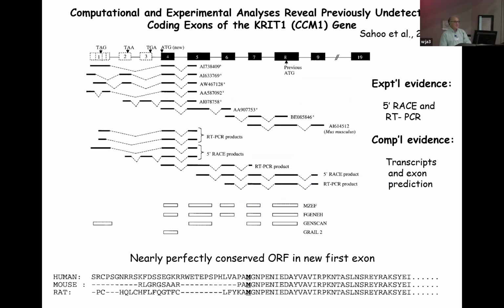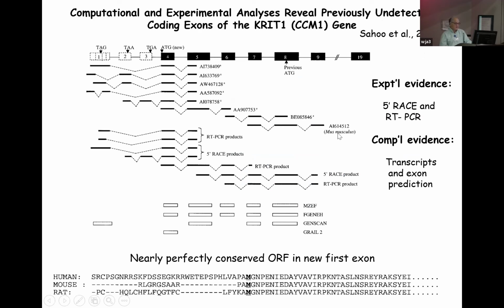We did a combination, you know, they put it in the database. But what we did was, there's the previous start codon in the first exon. We did a combination of 5' as we kept looking toward the other end with cDNA cloning and PCR tricks and stuff. And we found 4 new coding exons, 208 new amino acids. We actually used exon prediction programs to show that these seemed to be real exons.